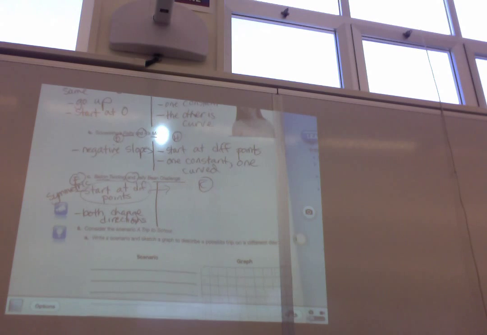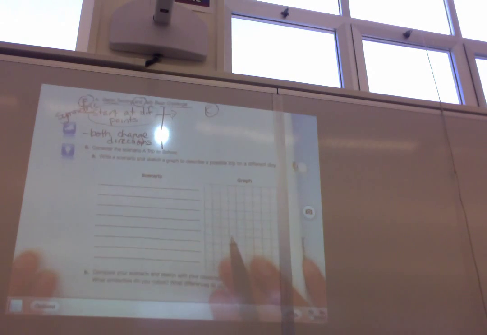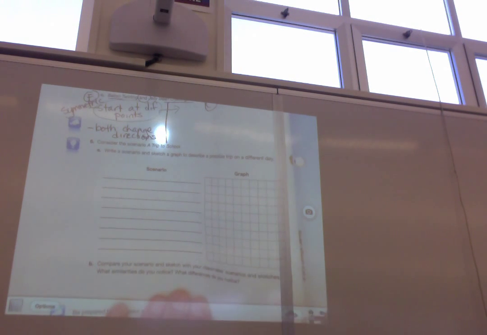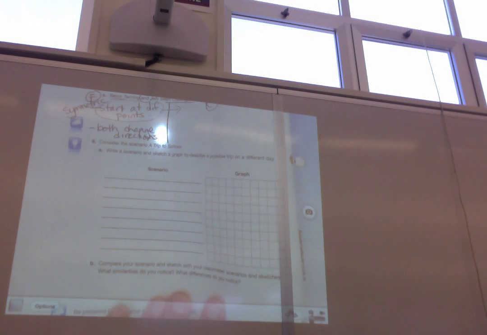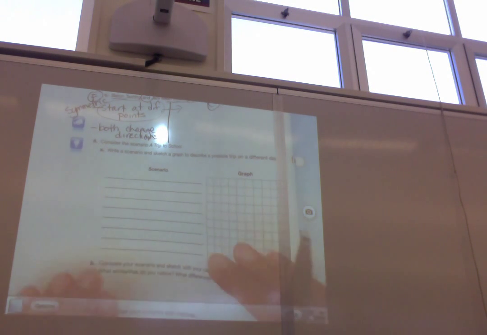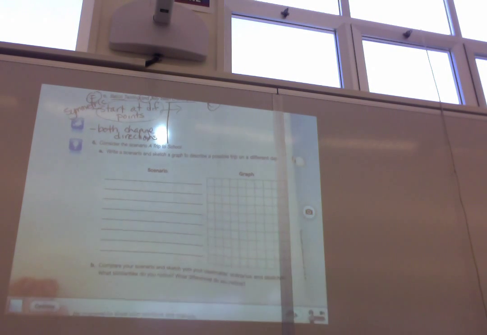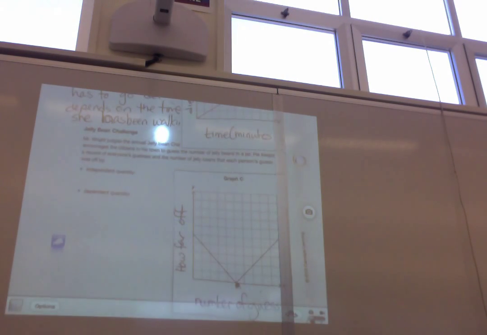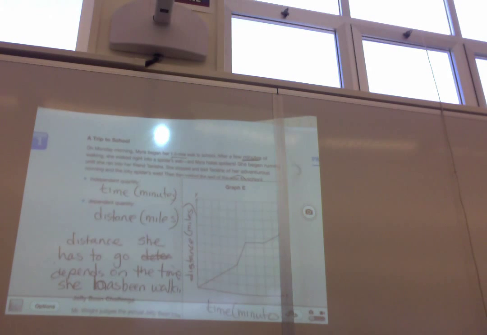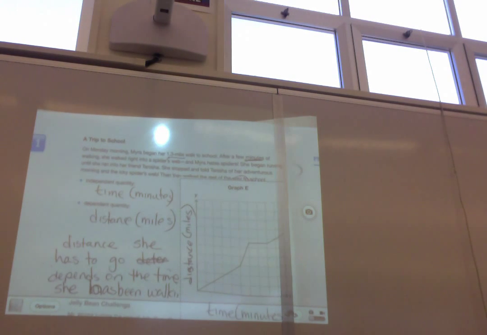Nice. Okay, number 6. Write a scenario and sketch a graph to describe a possible trip on a different day. Consider scenario A, trip to school. Okay, so let's take a look first at what that trip to school was. Graph E.